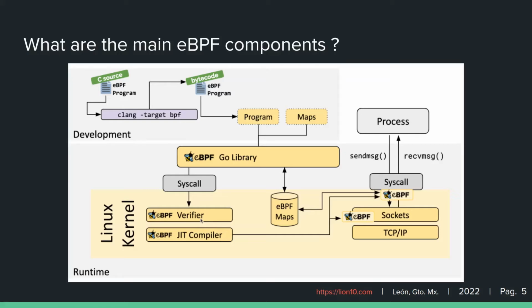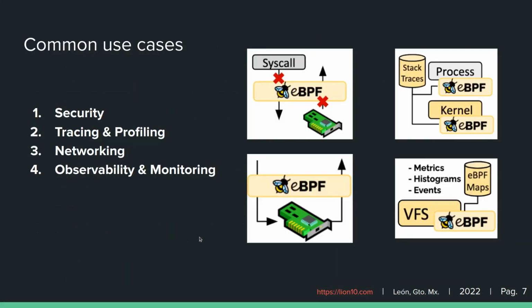So what are some common use cases of eBPF? As we'll show later on in the demo, there's a lot of development around these types of programs, mainly used for security, tracing and profiling, networking, and observability and monitoring. A lot has to do with the network stack and the security layer, and there are a lot of modern applications currently being developed that leverage eBPF programs.